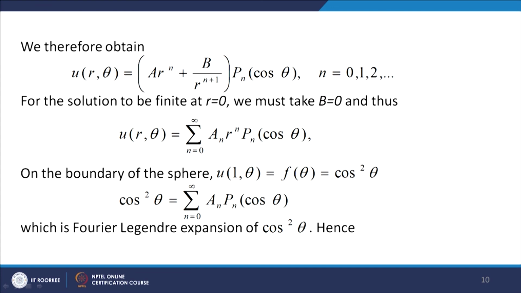So, we must take B equal to 0 and therefore, we have u(r, θ) = Σ_{n=0}^{∞} A_n r^n P_n(cos θ). Now, on the boundary of the sphere, we are given the potential to be equal to f(θ), that is cos²θ. So, taking r equal to 1 in this equation, we get cos²θ = Σ_{n=0}^{∞} A_n P_n(cos θ), which is the Fourier-Legendre expansion of cos²θ.